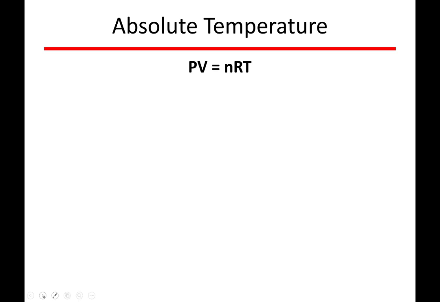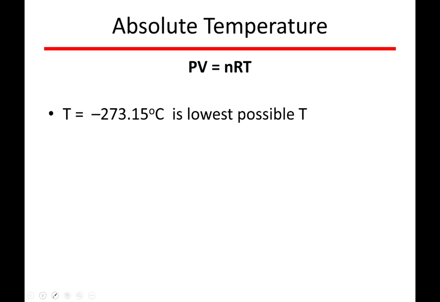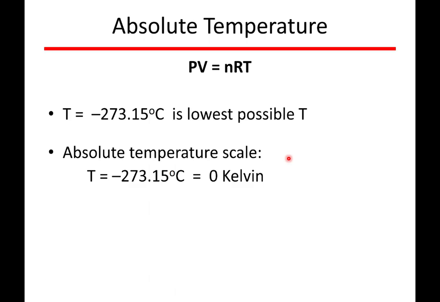The first one pertains to temperature. There is a limit on how much you can cool something. The limit is a temperature called absolute zero, which is negative 273.15 degrees Celsius. This is the lowest possible temperature that you can make anything. We're going to use this knowledge that there is a minimum possible temperature to define a new temperature scale called the Kelvin scale. This is an absolute temperature scale that sets the minimum temperature of negative 273.15 degrees Celsius to be equal to 0 on the Kelvin scale.